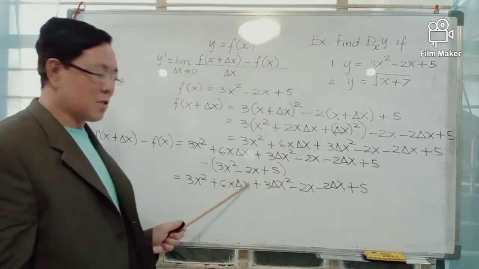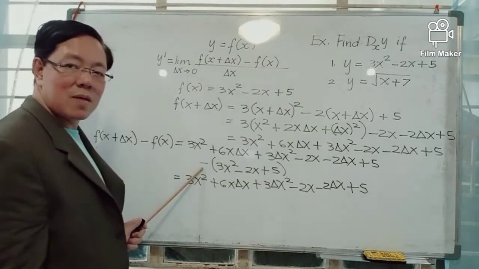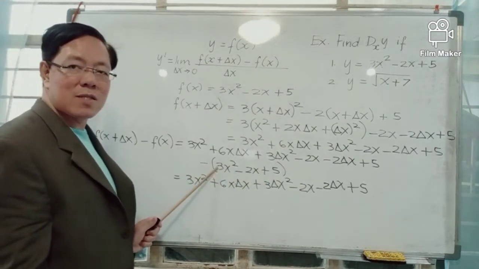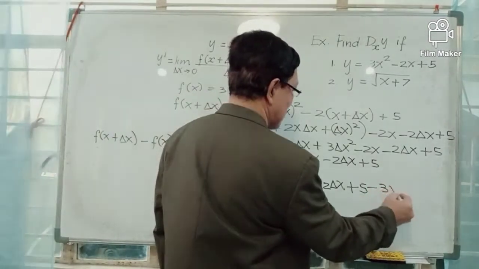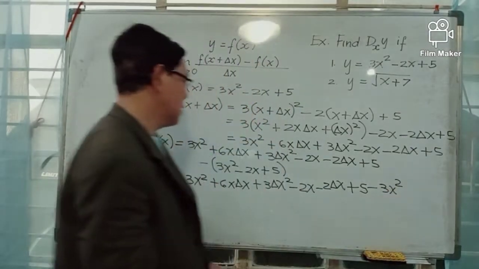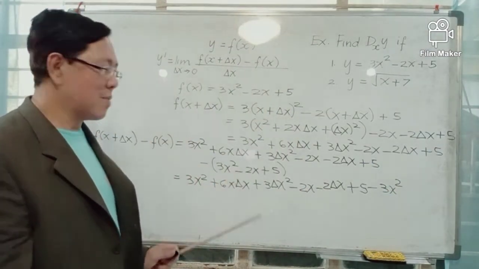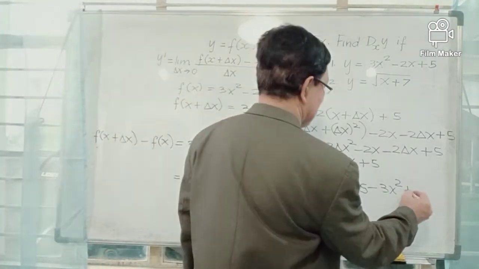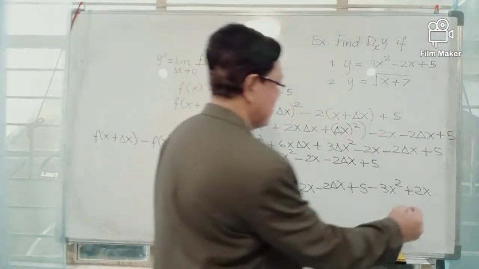We multiply each term of this trinomial by negative 1. Negative 1 multiplied by positive 3x squared is negative 3x squared. Negative multiplied by negative 2x is positive 2x. And negative multiplied by positive 5 is negative 5.